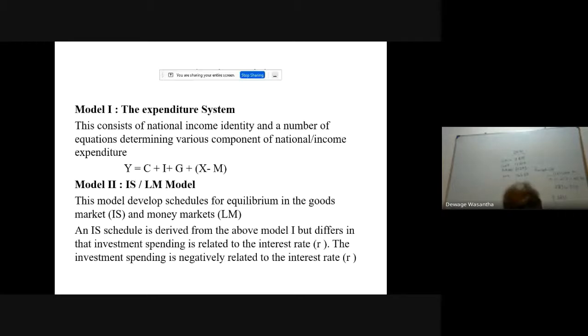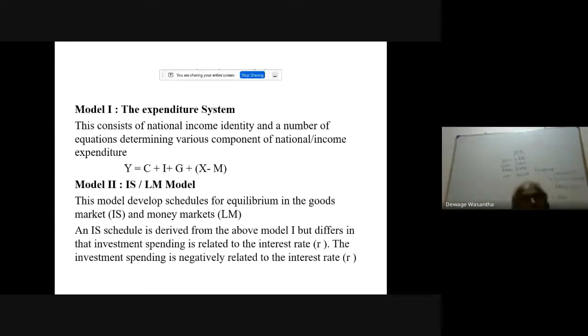It represents the goods market equilibrium. The LM curve is an upward sloping curve. It represents the money market equilibrium. At the point of intersection, we can say there is general equilibrium. Both the goods market and the money market are in equilibrium. You can calculate at what interest rate and what GDP level they are in equilibrium: the aggregate interest rate and the aggregate GDP.